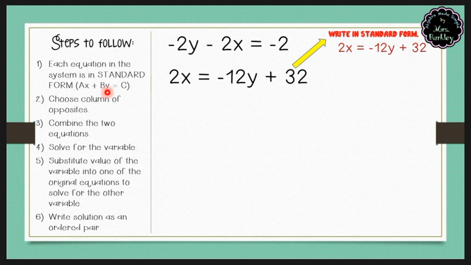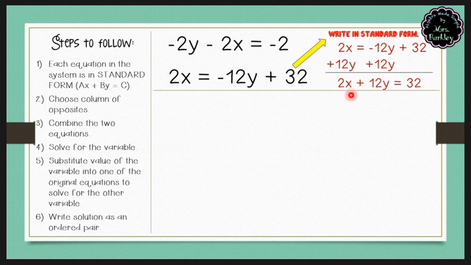If we start with the equation that we have, which is 2x equals negative 12y plus 32, to put this into standard form, we need to move our y term on the same side as our x term. So in this case, we would add 12y to both sides. And so then our equation would be 2x plus 12y equals 32. These are not like terms. We cannot combine them, but they do need to be on the same side of the equation. So now we have that second equation in standard form.